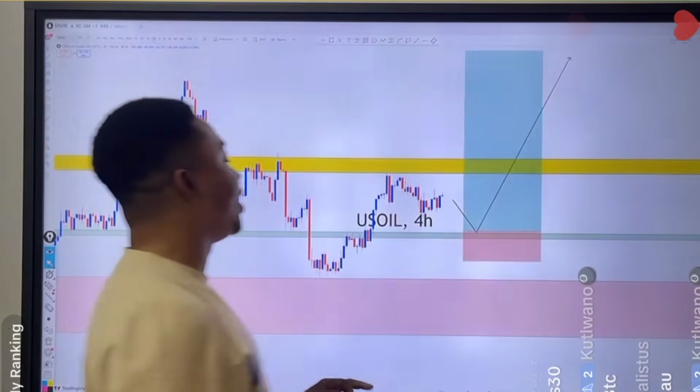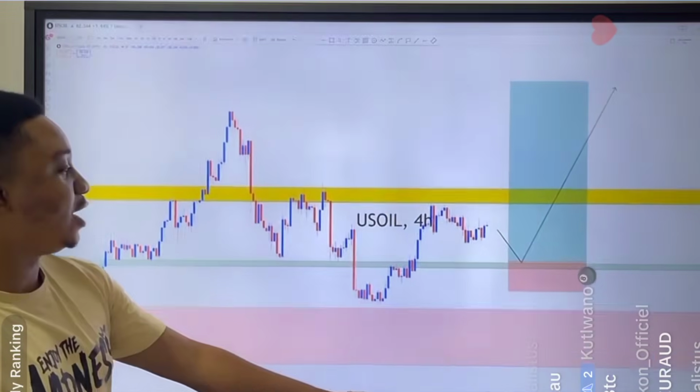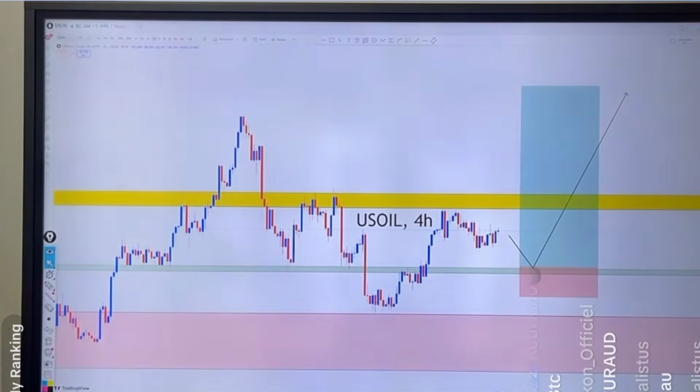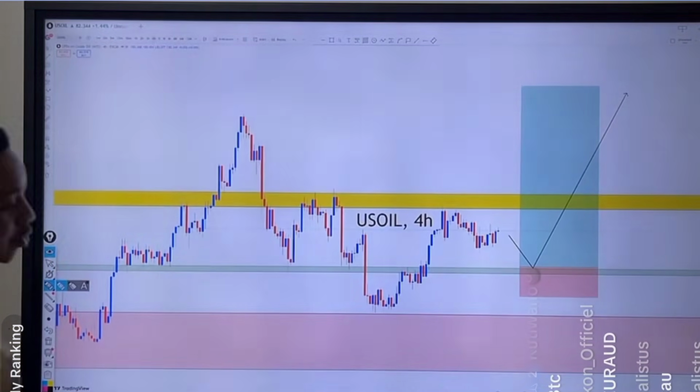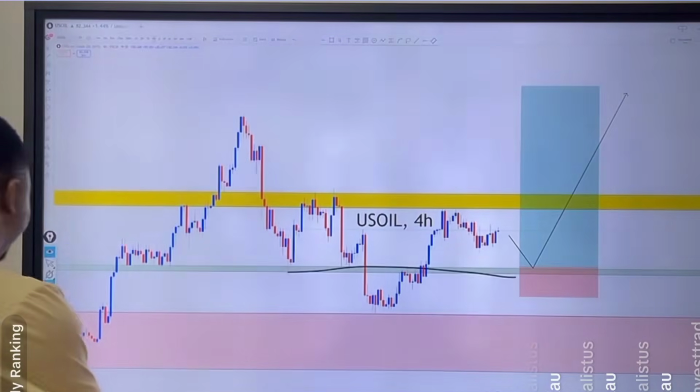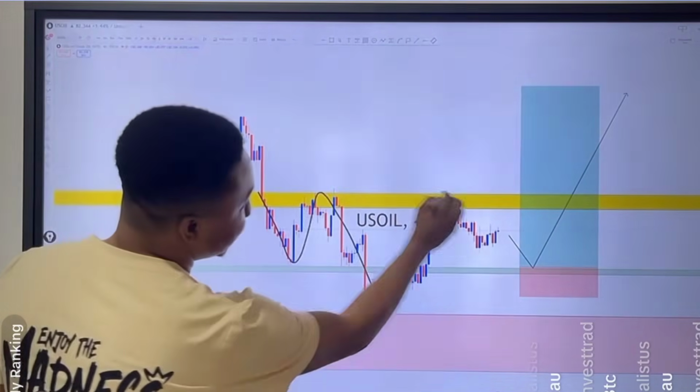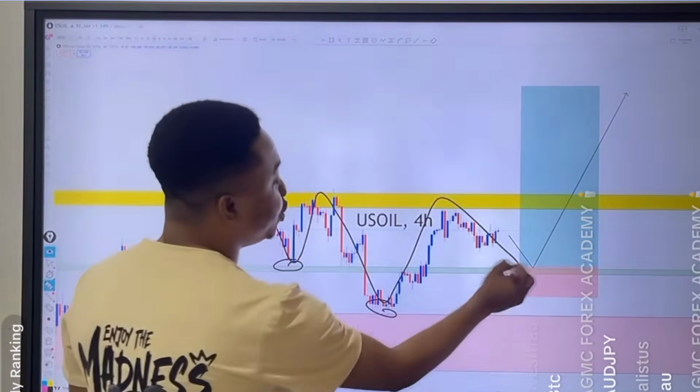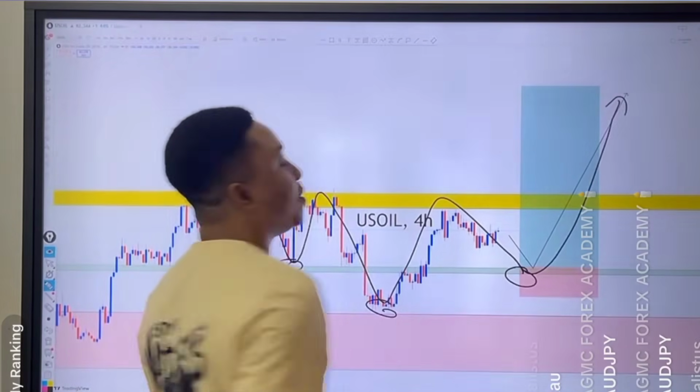This is the 4H time frame of the US oil, and this is how we are going to buy or get our entry in as well. So we have the daily level in here as well, and this is the head and shoulders formation that we are using to prepare for the buy to the upside.